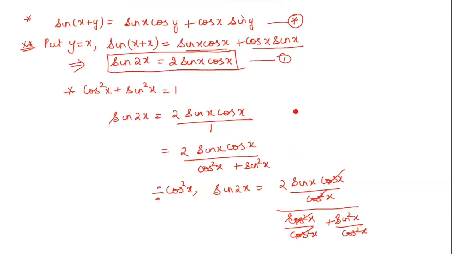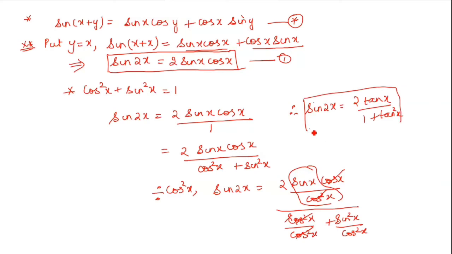So therefore you got the second formula, and the final formula for sin 2x is equal to 2 sin x cos x. What is sin by cos? Sin by cos is tan. So 2 tan x by 1 plus tan square x. This is the second formula for sin 2x.